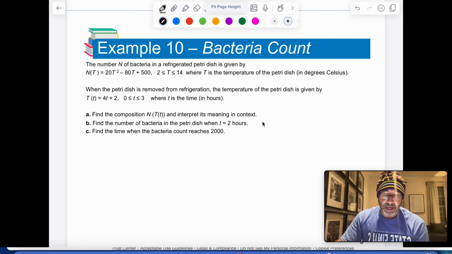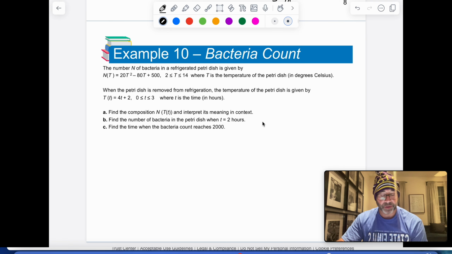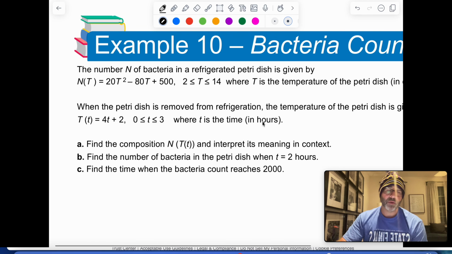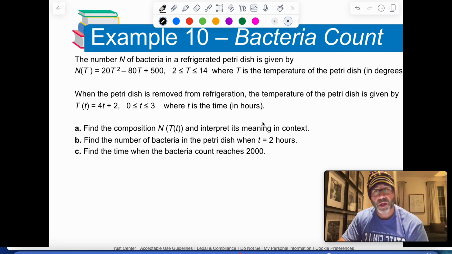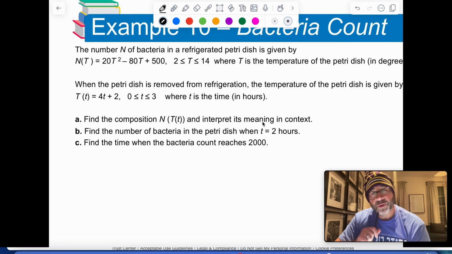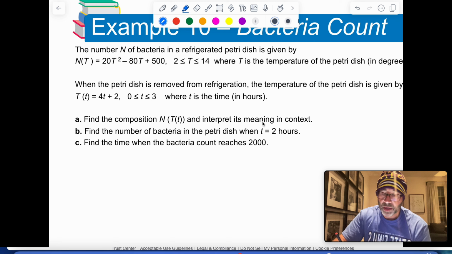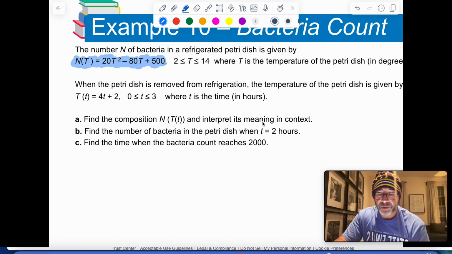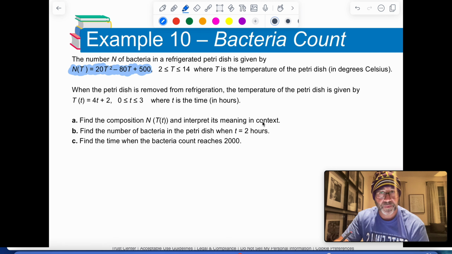All right, so last question here that we're going to deal with, and these are pretty easy to work through, all of these, okay? But it's just a matter of going from one thing to another. So let's use this to do an example problem, okay? The number n of bacteria in a refrigerated petri dish is given by n of t equals 20t squared minus 80t plus 500. And the domain restriction for this is saying that the time has to be between 2 and 14. I'm sorry, not time. The temperature has to be between 2 and 14 degrees Celsius.